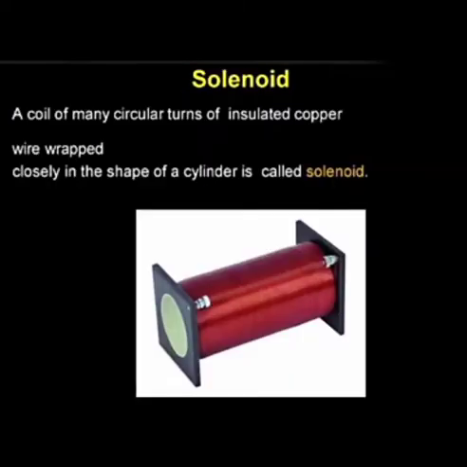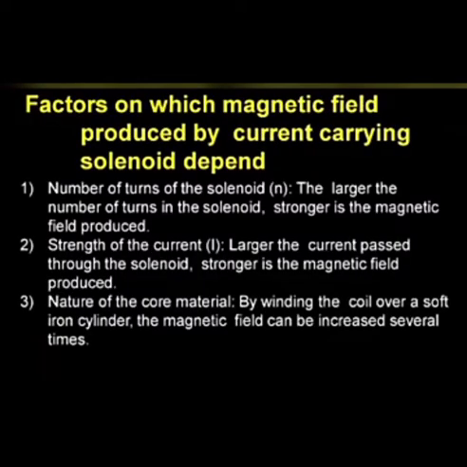What is a solenoid? A coil of many circular turns of insulated copper wire wrapped closely in the shape of a cylinder is called a solenoid. The magnetic field produced by a current carrying solenoid depends on the number of turns of the solenoid: the larger the number of turns in the solenoid, the stronger is the magnetic field produced. Strength of the current: the larger the current passed through the solenoid, the stronger is the magnetic field produced.